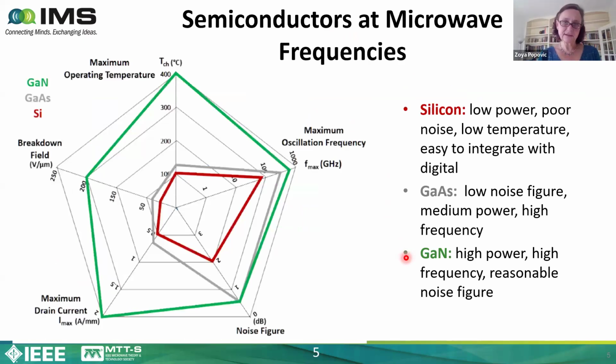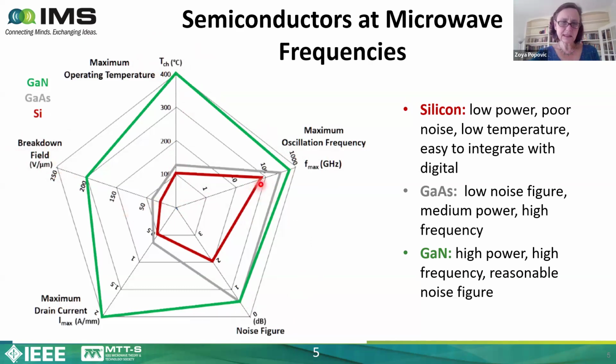So semiconductors have been enablers for modern wireless communications. I borrowed this chart, so it may not be completely accurate. I'm using it here as an illustration. This is a comparison along multiple axes of different semiconductor technologies. For example, this is the maximum operating temperature. We have the oscillation frequency. How high can we operate? Meaning what carrier frequencies are we going to pick? And then noise figure, breakdown field, which tells us how much power a semiconductor can give.